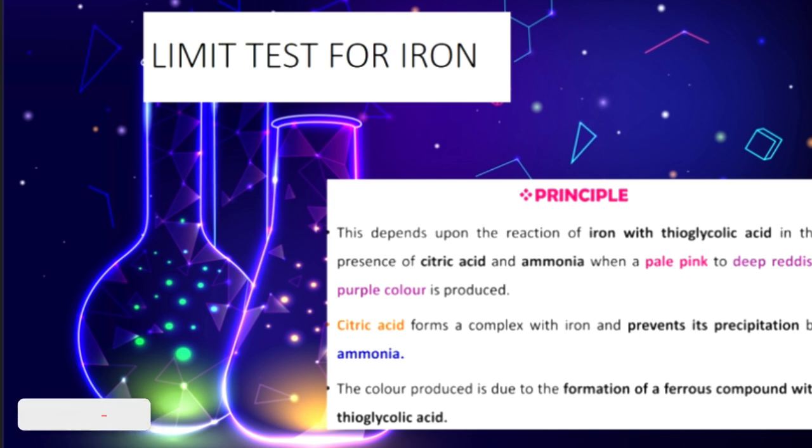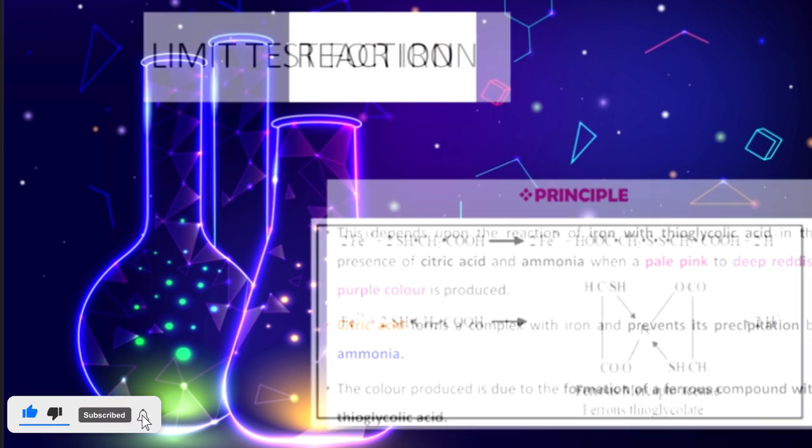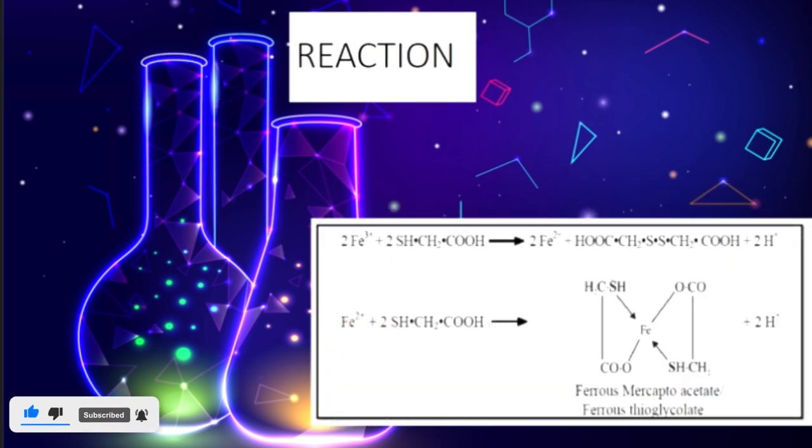The ferrous thioglycolate is colorless in neutral or acidic solution, so we cannot use an acidic medium... only an alkaline medium works here. It is stable in the absence of air but fades when exposed to air, as it oxidizes to the ferric compound. Therefore the color should be compared immediately after the time allowed for full development of color is over. First the ferric ion reacts with thioglycolic acid to give a ferrous thioglycolate solution in the citric acid ammonia solution. This is the reaction involved in the limit test for iron.